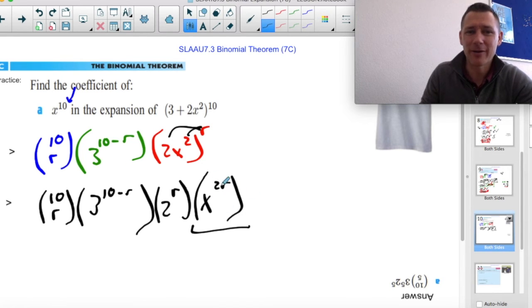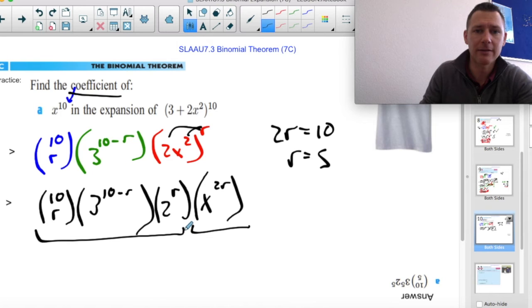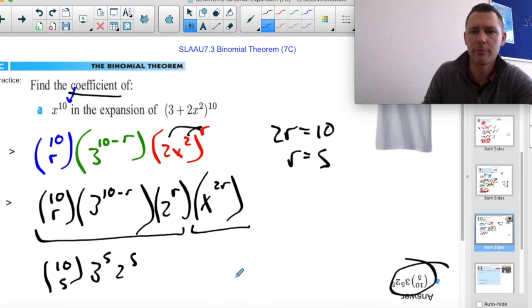This is the only spot where the x's show up, and I want the exponent on the x to be 10. So I want 2r to be 10. So what should the r value be? 5, right? And so they're looking for just the coefficient. Coefficient is the stuff that's not x. So put 5 into all the r values. So you get 10 choose 5, 3 to the 10 minus 5 is 5, and 2 to the 5. And that's where they get that from.